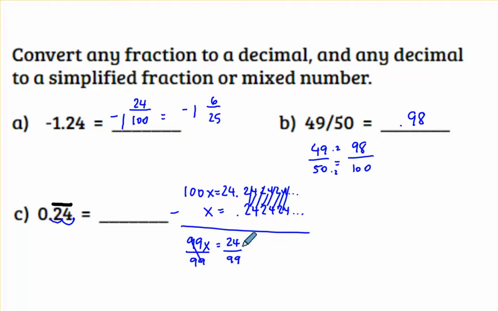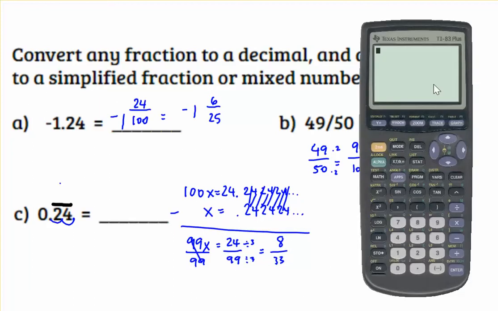And these have a common factor. This is why we use those divisibility rules. We know that if you add up the digits, they both wind up being divisible by 3. So when we do that, 24 divided by 3 is 8, and 99 divided by 3 is 33.